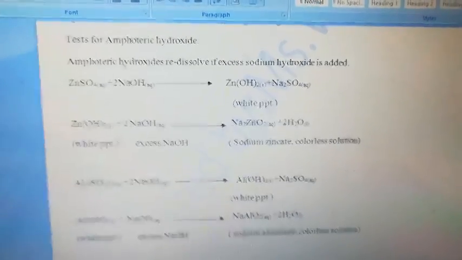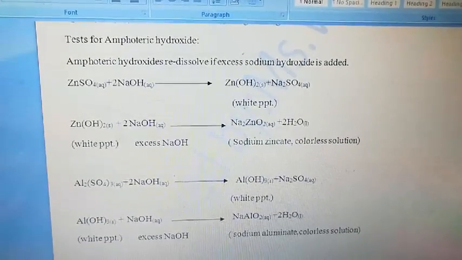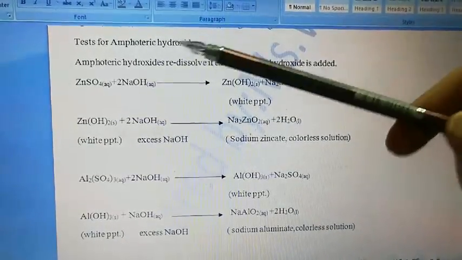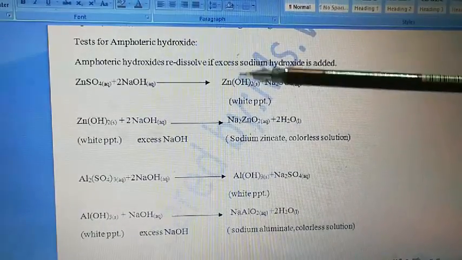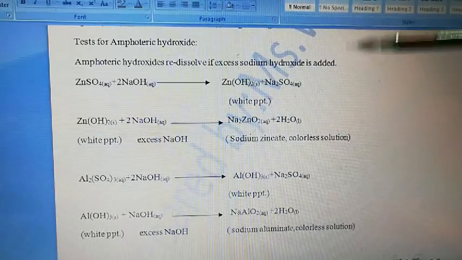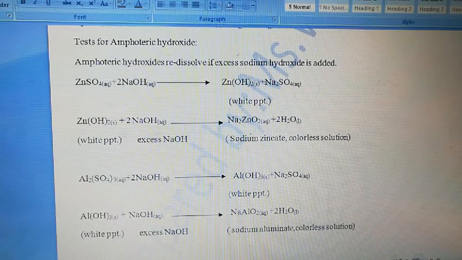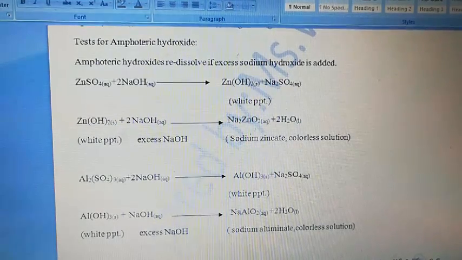The amphoteric hydroxides have another property. They redissolve if excess sodium hydroxide is added. That's why they are amphoteric. Now, I told you that they are acting as a base. Right, they are acting as a base.